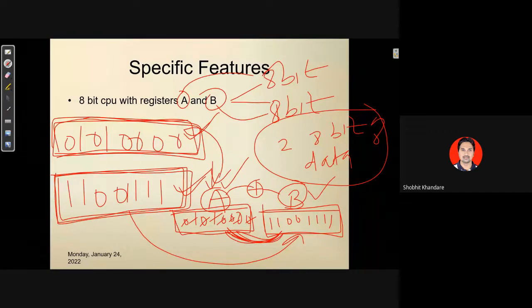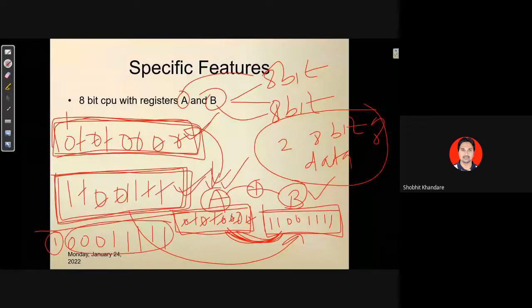And when we add these two 8 bit numbers, the result which will be generated, for example, here what will the result be? 0 plus 1, 1, 0 plus 1, 1, 0 plus 1, 1, 0 plus 1, 1, 1 plus 0, 1, 0 plus 0, 0, 1 plus 1 is 0, carry 1, 1 plus 1 is 0, carry 1. So this carry will be discarded, and this result is also 8 bit. So this result will be overwritten in the A register. This will happen by default.